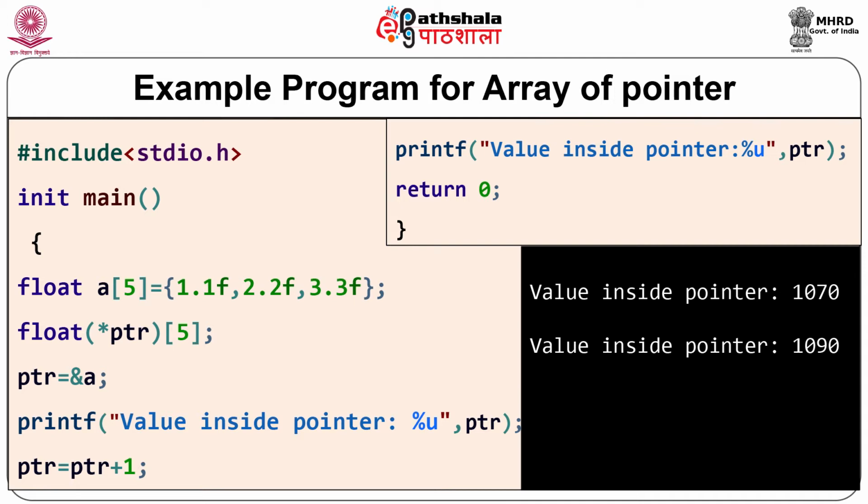After that you will get a result like the value inside the pointer is 1090, that is the address of the next pointer. So the first pointer address is 1070 and the next address is 1090. This way you can find out the memory address of a pointer using an array.